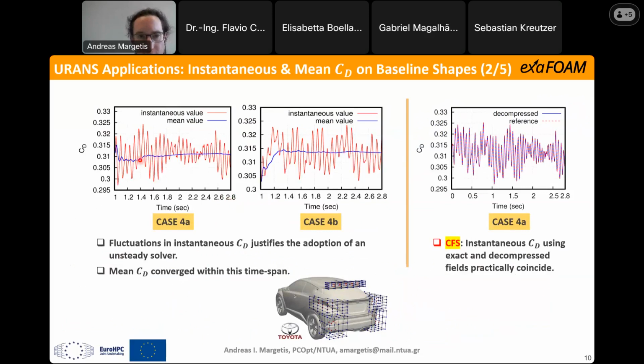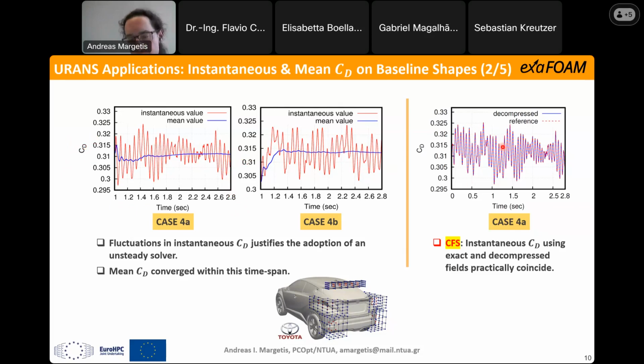In the two figures on the left, you can see the time evolution of the drag coefficient in the two C-HR cases plotted with red color. In the same diagrams, the time average CD, computed as the simulation evolves, is plotted with blue color, and you can see that the time duration that we selected to solve the flow equations is sufficient so that the mean value of the drag coefficient has sufficiently converged by the end of the simulation.